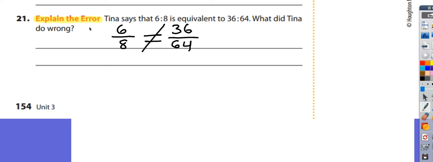So really what I want you to look at is your top terms, 6 and 36. How would you get from 6 to 36? And then look at your second terms, 8 and 64. How would you get from 8 to 64? And basically what you're looking for is if you're not using the same factor to multiply the first term and the second term on the left to get the first term and the second term on the right, then that's actually your mistake. So go ahead and explain what she did and maybe even what she should have done.